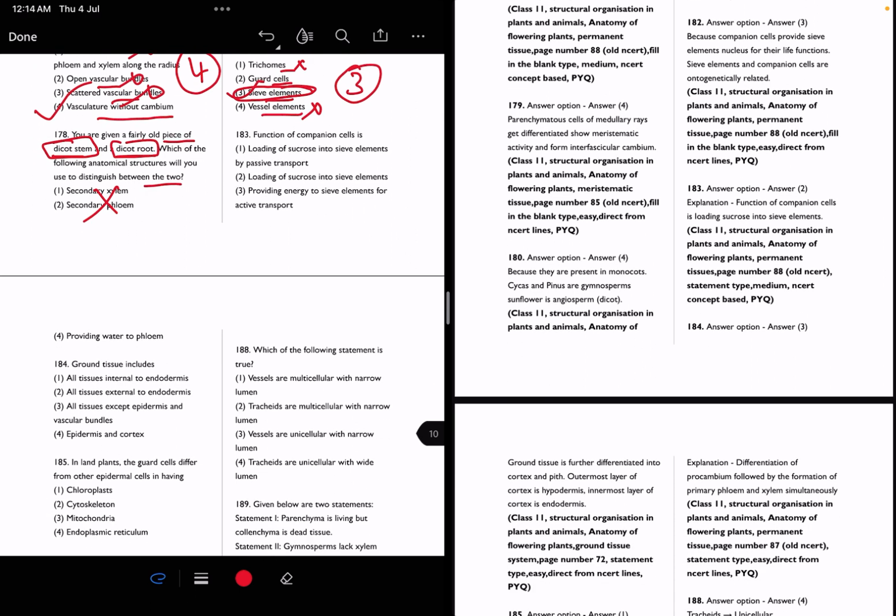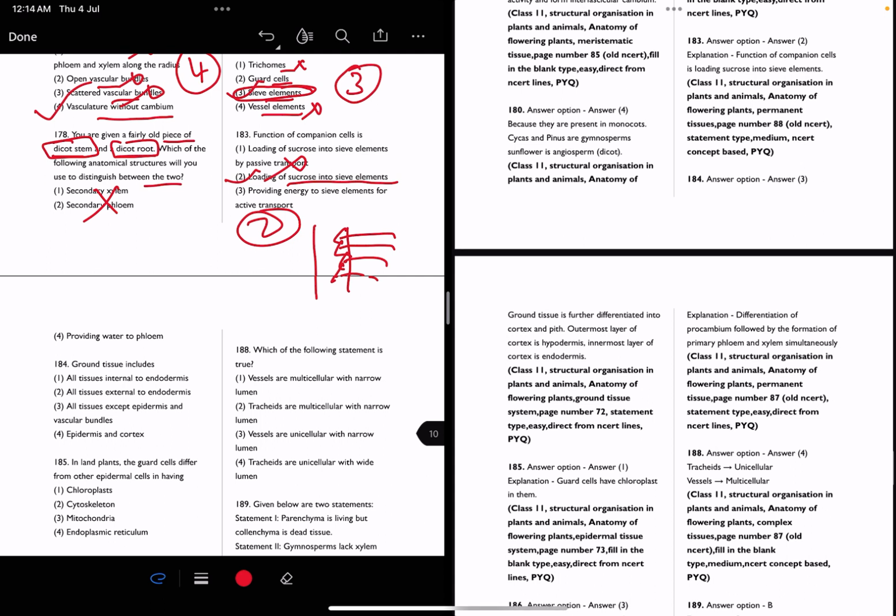Next question: function of the companion cells. The function is the loading of sucrose into the sieve elements. Sucrose is loaded into the sieve element by active transport, not passive transport. So the answer is 2.